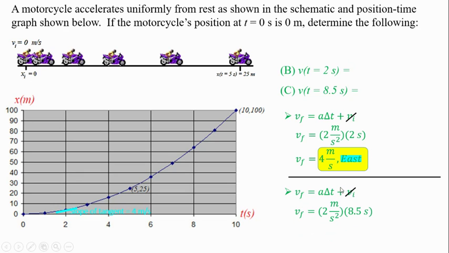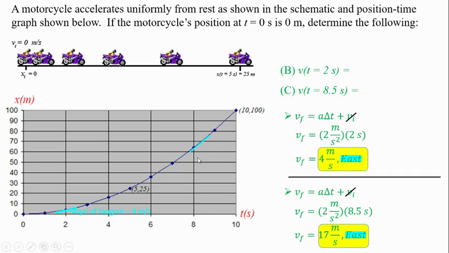So we can just substitute in a again for 2 meters per second squared, because we calculated that in part A. And then time here is 8.5 seconds, because I'm going from 0 to 8.5. And if we do that, we get a velocity of 17 meters per second. And here again, I've included the direction, which is east. Therefore, the tangent line at 8.5 seconds is roughly here on my graph. You know, this is between 8 to 10, so 8.5 is right around there.